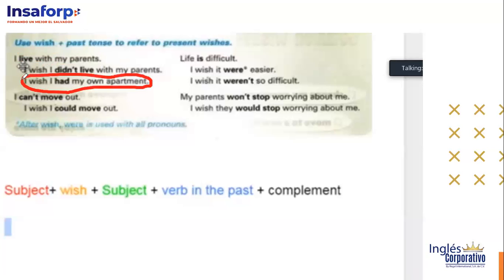If you see, we have the situation, and we have the wishes here. Two wishes. Second structure, we have the verb to be. The situation says, life is difficult. And the wish is the following: I wish it were easier. I wish it were easier.